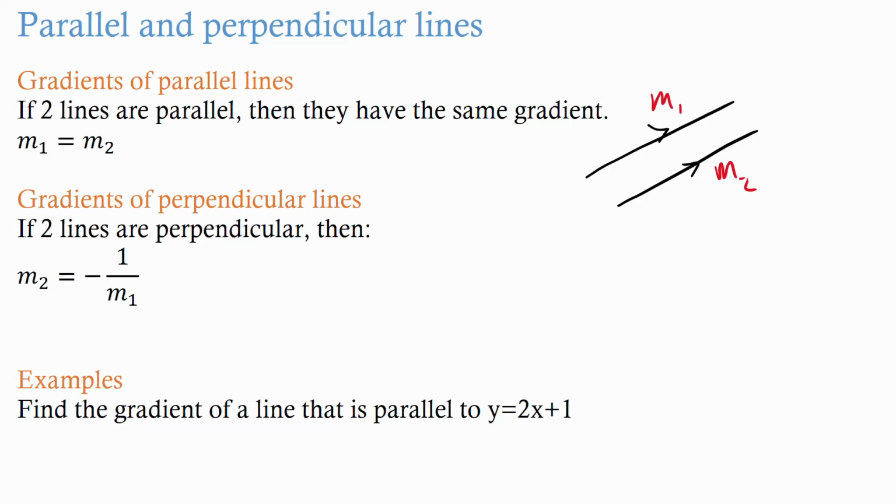So M1 equals M2. Now, if it's perpendicular, they cross. Here, if I have two lines, they cross at a right angle there, okay? You'll see sometimes the symbol like that. That means perpendicular. Now, that equation is M2 equals negative 1 over M1, okay?